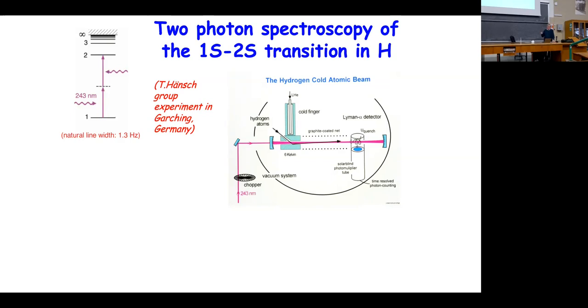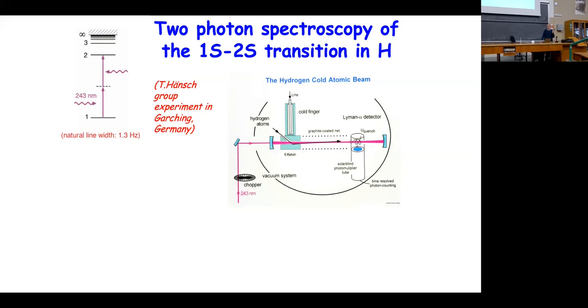So the signal is the 2p to 1s emission, which occurs only when the resonance condition is achieved, when 1s has been promoted to 2s. You have another trick here. You have a chopper here which interrupts the laser beam. What is the use of this chopper?